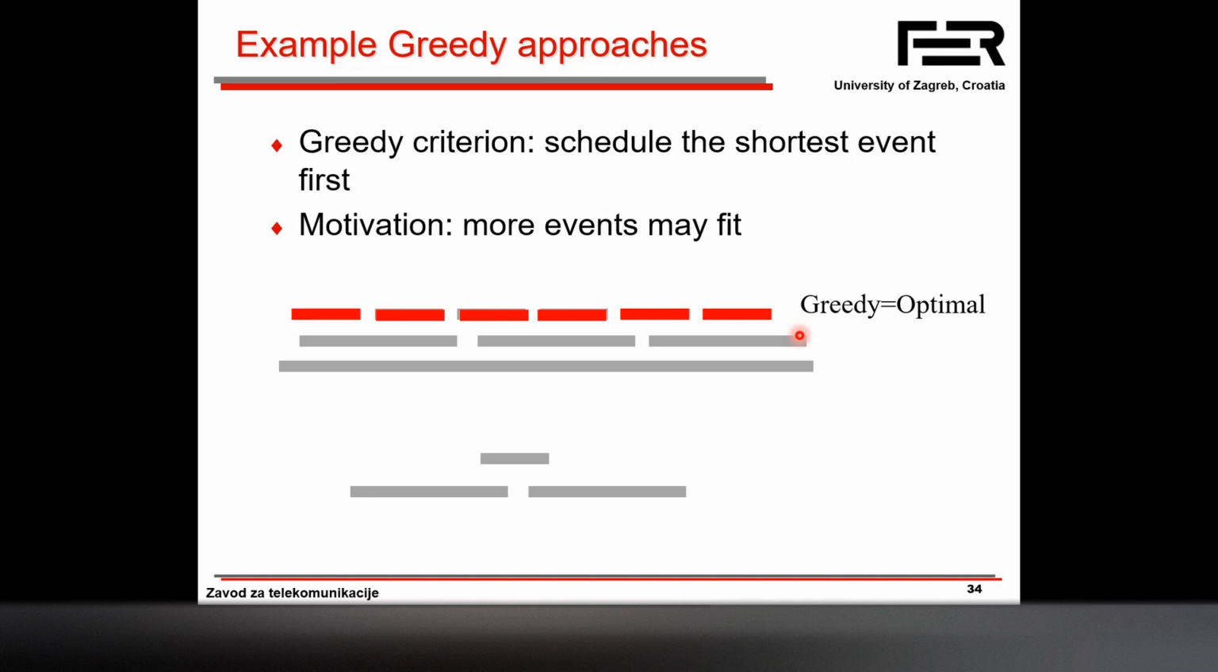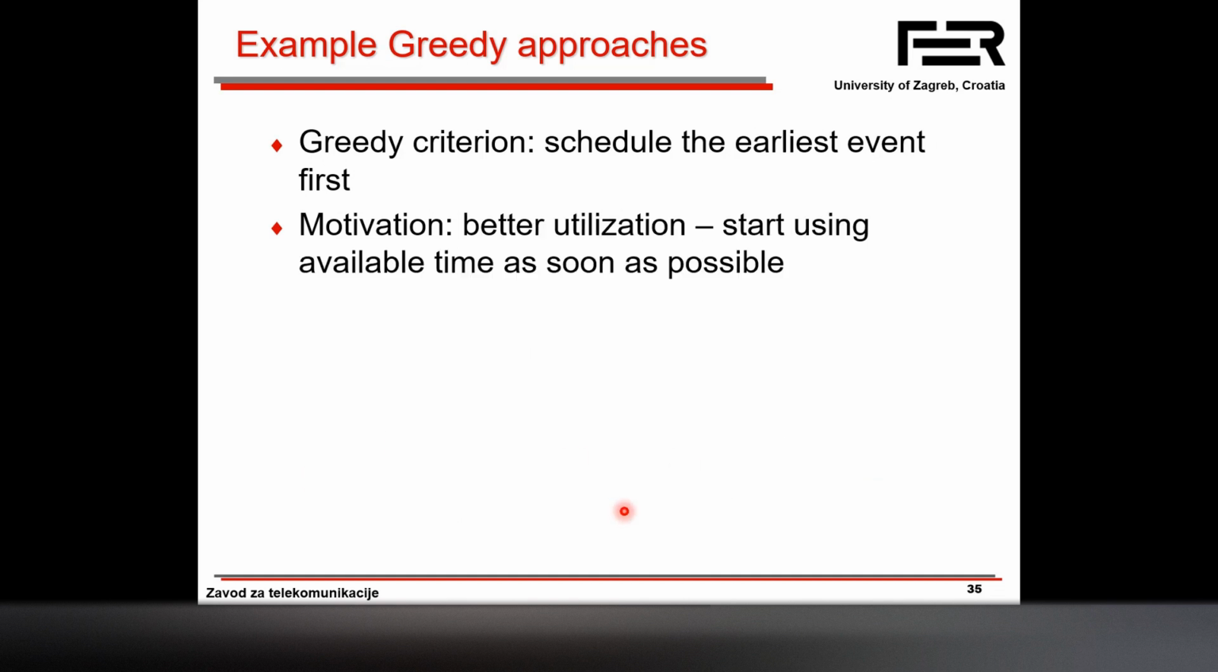Let's say this was the example of our events, the times when they appear. Clearly, if we schedule the shortest event first, that would be this event, but the optimal solution would be to schedule these 2. Once we've scheduled the shortest event, we've used up the lecture hall during that time, and we can no longer schedule these 2 events. This illustrates how this approach in this case would not lead to an optimal solution.